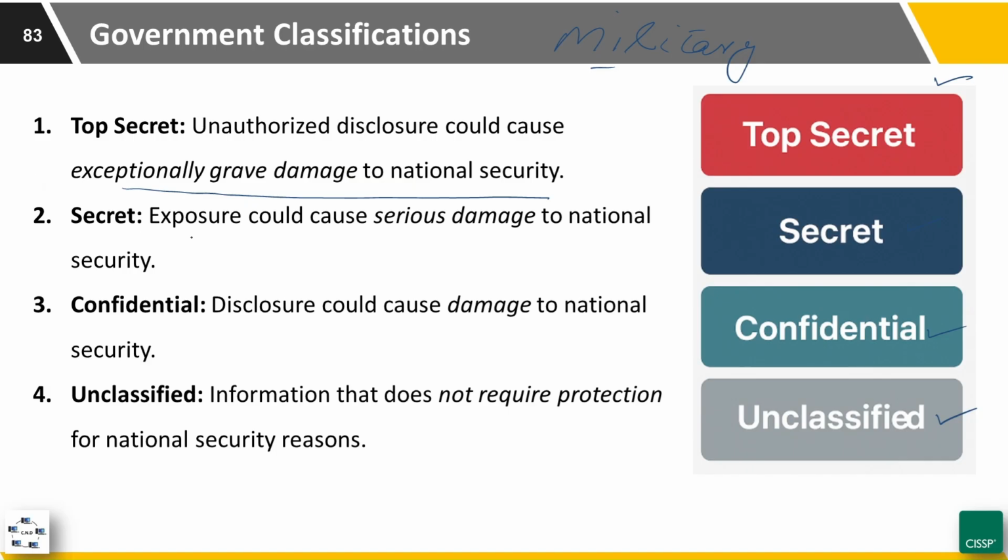Number 2 is secret. So exposure of secret data could cause serious damage to national security. So we are going down from exceptionally grave damage to serious damage. Third is confidential. So disclosure could cause damage to national security. It could cause damage but not serious or grave damage.